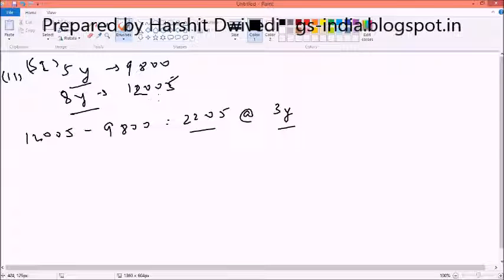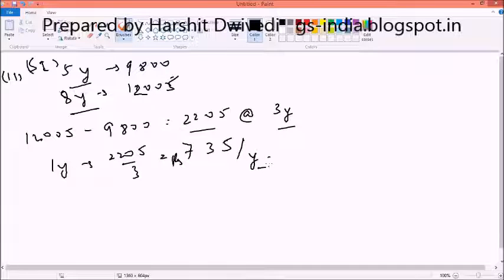So obviously the interest of 1 year will be 2,205 divided by 3. 3 7s are 21, 3 3s are 9, 3 5s are 15, rupees 735 per year. Now we got the simple interest on a per yearly basis as 735.